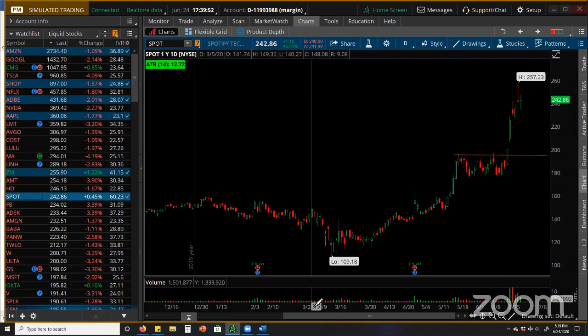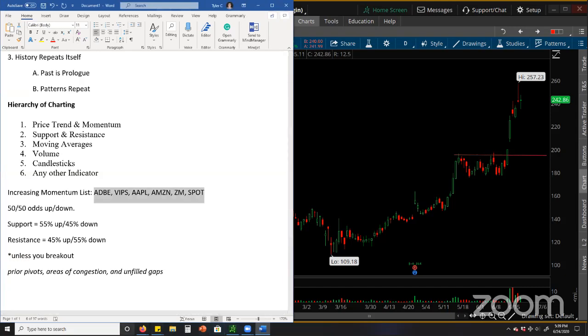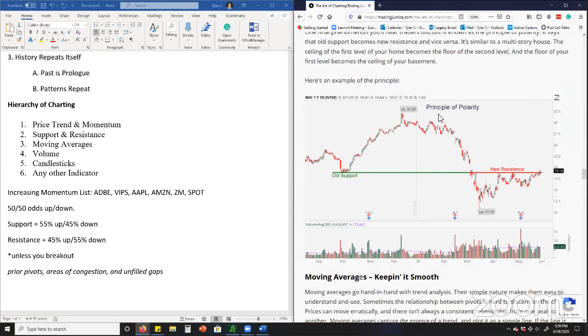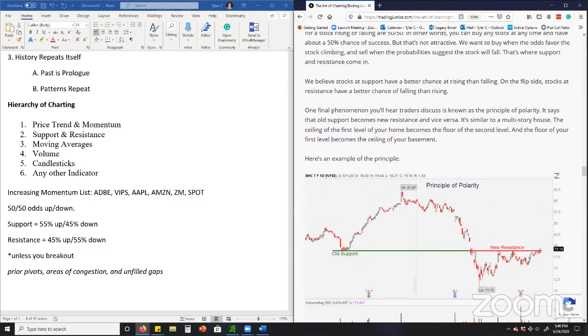Because another principle that's discussed in the newsletter is known as the principle of polarity. Now, you guys know this as old support becomes new resistance, right? Here's an example. An old floor becomes a new ceiling. I have a basement in my house and I have a second level, so the floor of my first level is the ceiling of my basement. The ceiling of my first level is the floor of my second level. Floors and ceilings, ceilings and floors. They can essentially morph from one to the next.